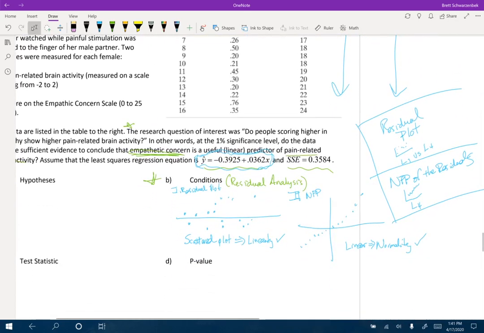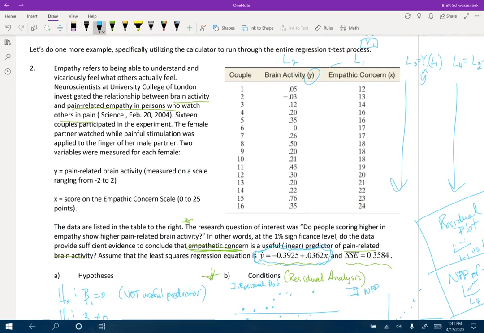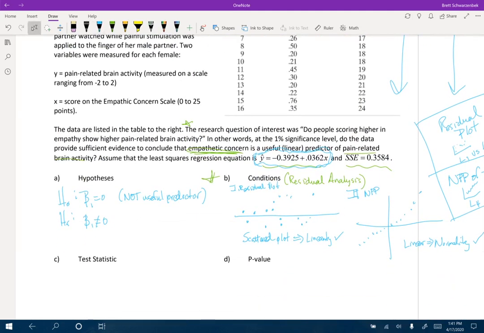Okay, once the conditions are met, you can move right into the hypothesis test. So remember, our null and alternative do not change. Beta 1 is 0, beta 1 is not equal to 0. So just know this means not a useful predictor. This is obviously a shorthand version of saying that empathetic concern is not a useful linear predictor of brain activity. So that's essentially the way it's all set up.